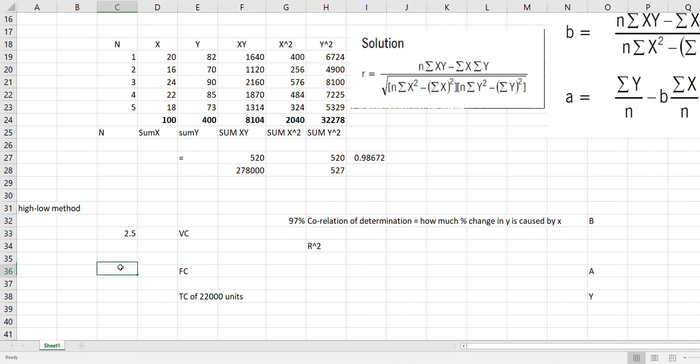$2.4 is the variable cost. So if you want to find fixed cost, take any activity. Let's take high activity's cost, minus variable cost into units, which is 24, which gives us 30 fixed.